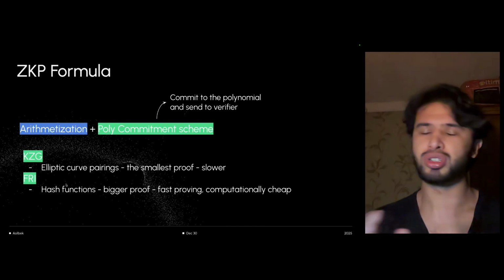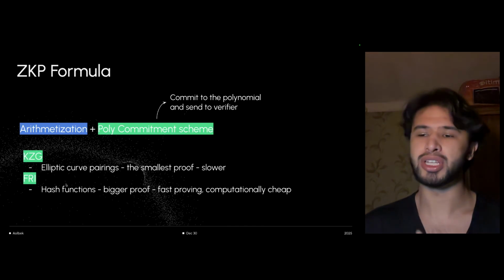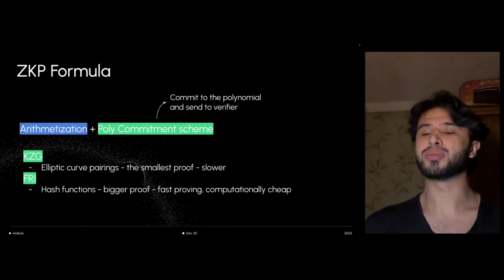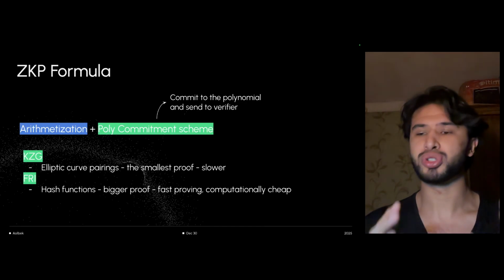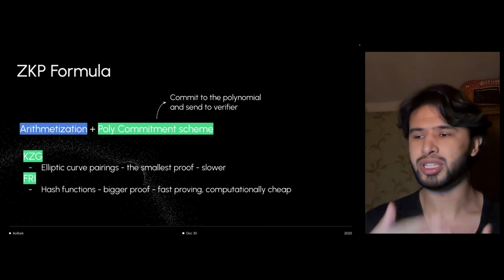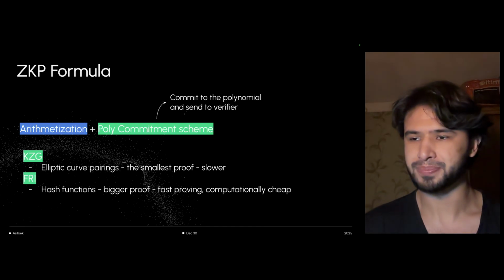FRI is usually used in STARKs. It's based on hash functions. It generates bigger proofs, but since it uses hash functions, it is going to be CPU cheap, and generating this proof is faster.